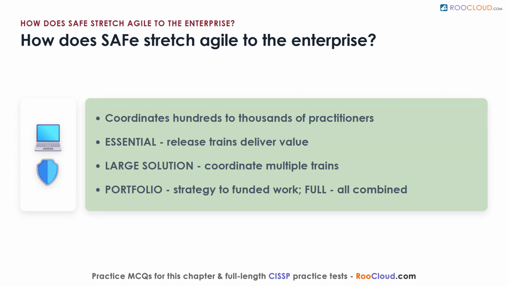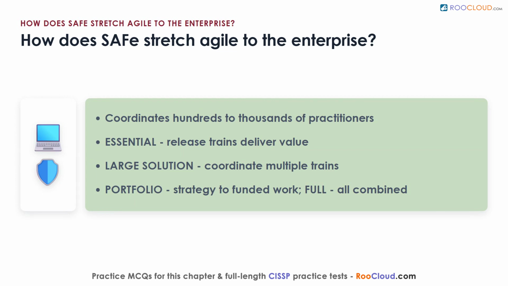At its heart, it gives everyone a shared picture of how work flows from team-level activity up to strategic goals. It is organized into 4 configuration levels. Essential brings in core Agile practices, with teams grouped into release trains that deliver larger increments of value together. Large Solution adds coordination for enormous systems that need multiple trains.